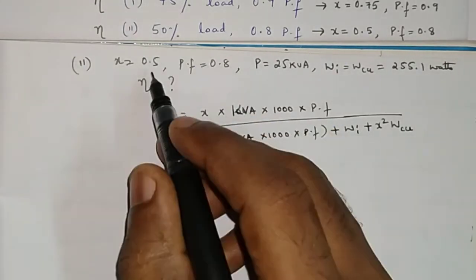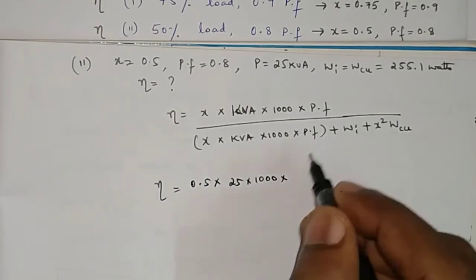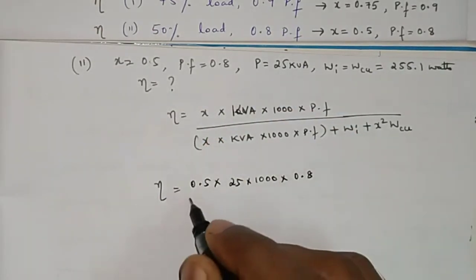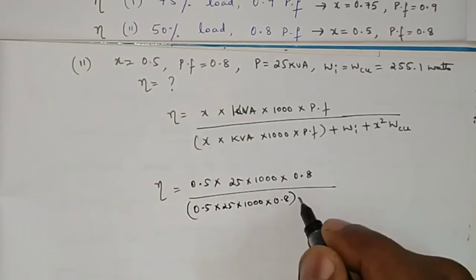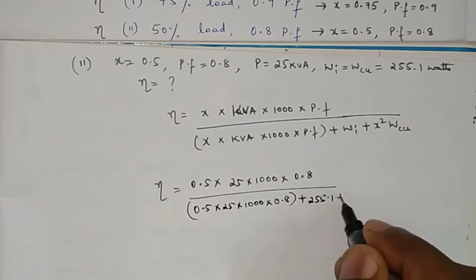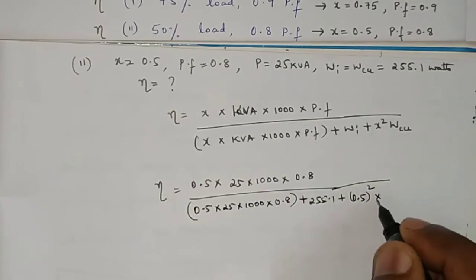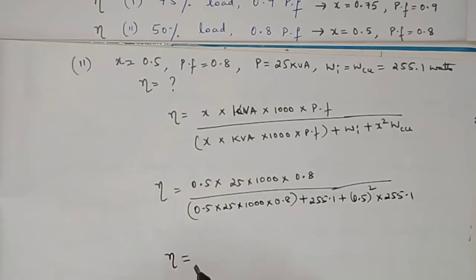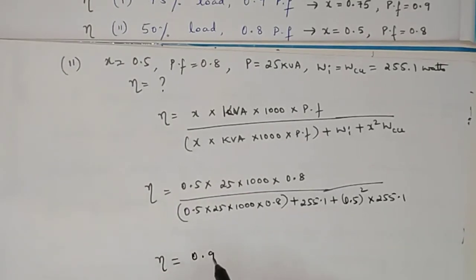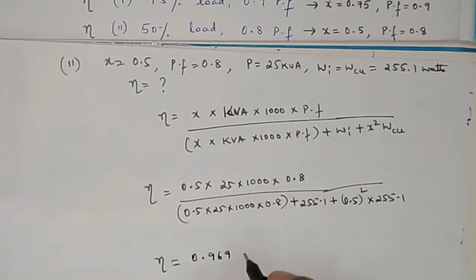After writing the formula, just substitute all the values. So load is 0.5 into kVA, that is 25 into 1000, into power factor 0.8 for this case, divided by 0.5 into 25 into 1000 into 0.8, plus iron loss, which is the same, 255.1, plus x square, that is 0.5 square, into copper loss 255.1. After substituting all the values and simplifying, you will get the efficiency as 0.969. As I told you, convert this to percentage, just multiply by 100, and you will get 96.9% efficiency.